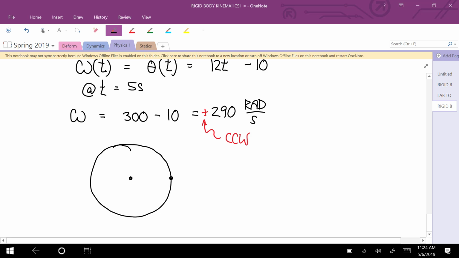That point A is moving in a circular path, counterclockwise around the center, because if omega is positive, that's counterclockwise. If it's negative, it's clockwise. So basically the direction is of the velocity. So the velocity vector is like this.